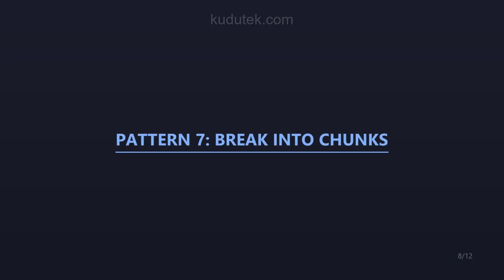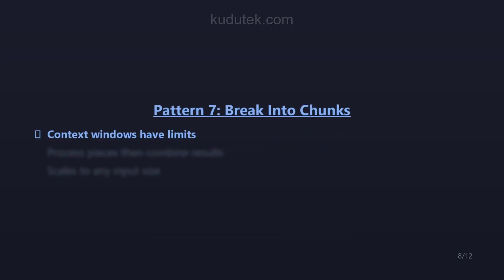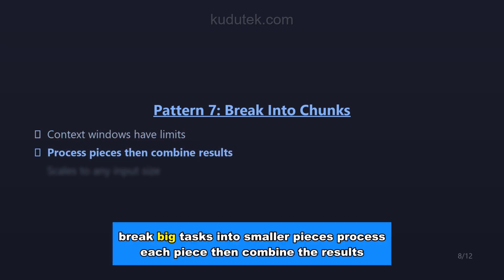Pattern 7. Break big tasks into chunks. Context windows, how much text the AI can hold in mind at once, are huge now, but they're not infinite. And even when they are big enough, processing enormous documents in one shot can get messy. Pattern 7 is the solution. Break big tasks into smaller pieces, process each piece, then combine the results.